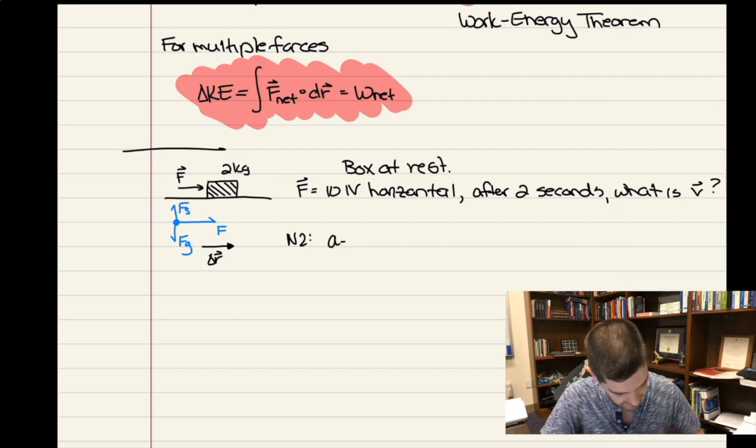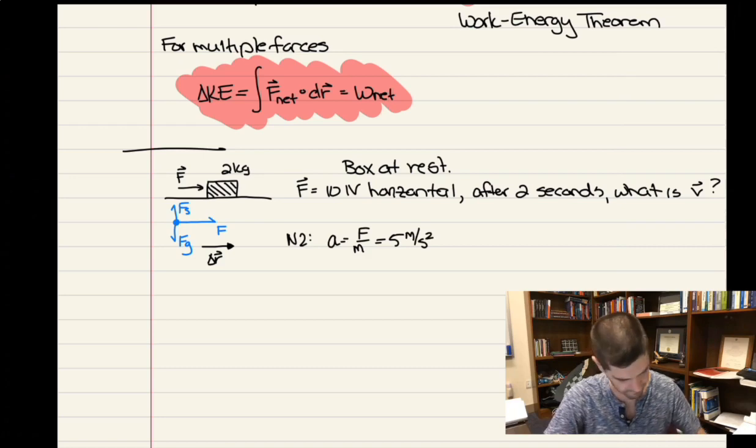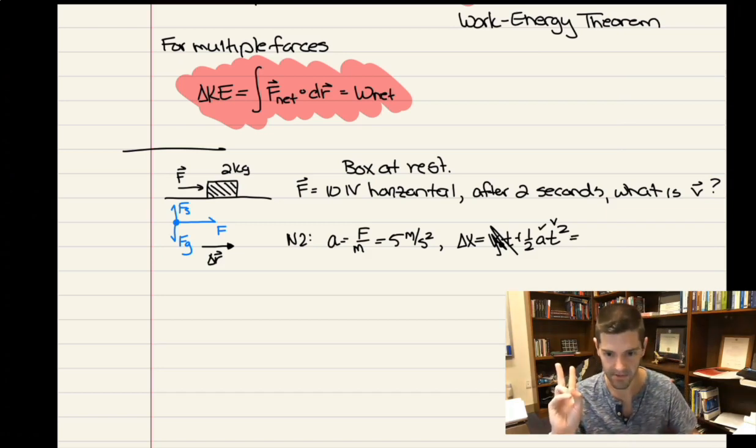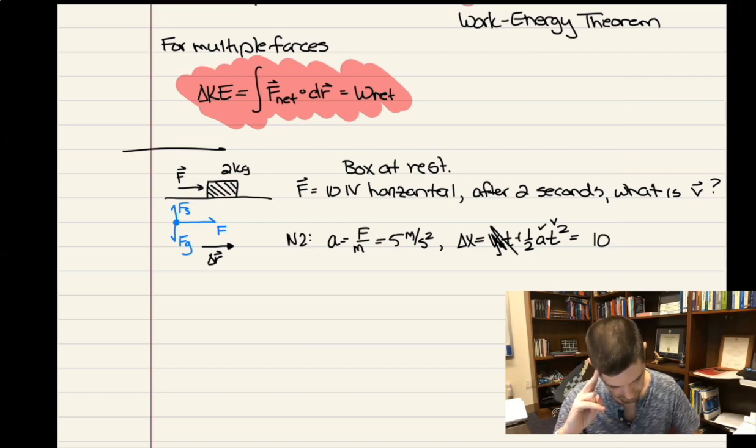The acceleration is then F divided by m, which is in this case 5 meters per second squared to the right. That is a constant. So I could say, okay, the displacement then, delta x, is v naught t plus 1/2 a t squared. It started at rest, so this part's gone. A is 5, t is 2. 2 squared is 4, divided by 2 is 2, times 5 is 10. This equals 10 meters.